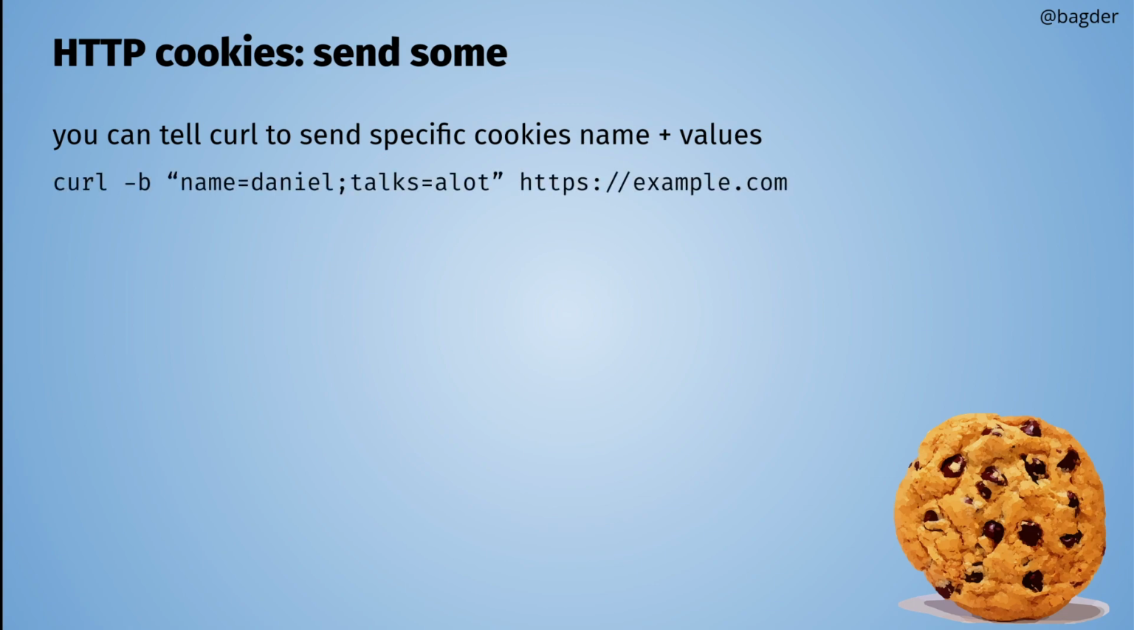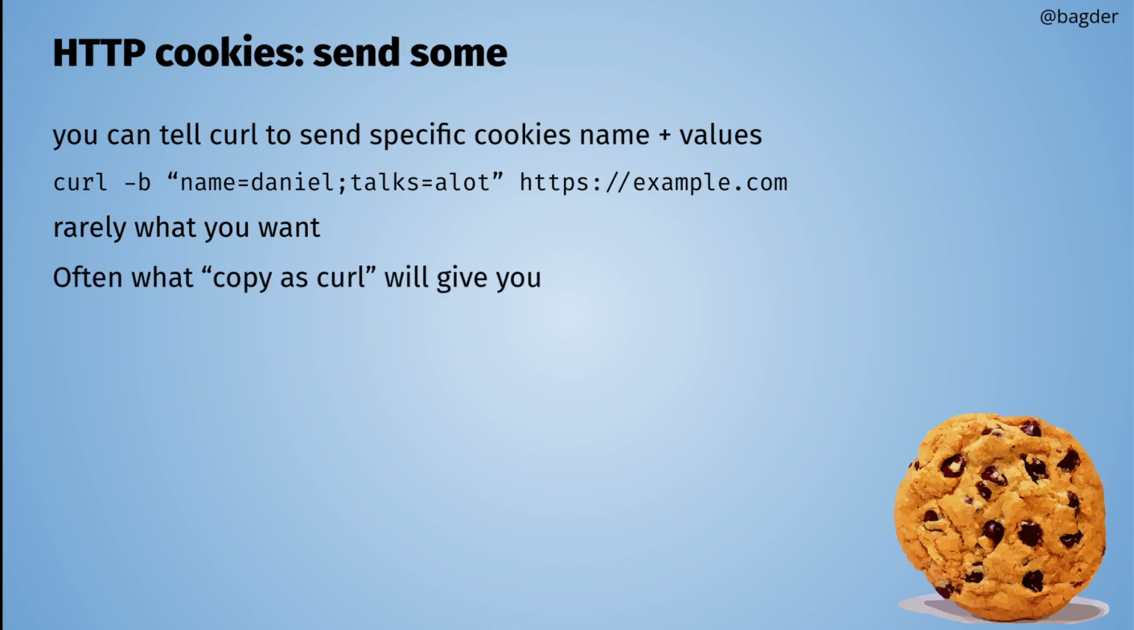So basically, you can tell curl to send specific cookie names with values, because it's fun. Usually, you don't know exactly what to send, but maybe you want to send a cookie that says "My name is Daniel. I talk a lot" to the example. Yes, easy peasy, just specify a cookie. That's rarely what you want to do, but often that's exactly how you get the command line from copy as curl, because it saves exactly the cookie it would have sent.